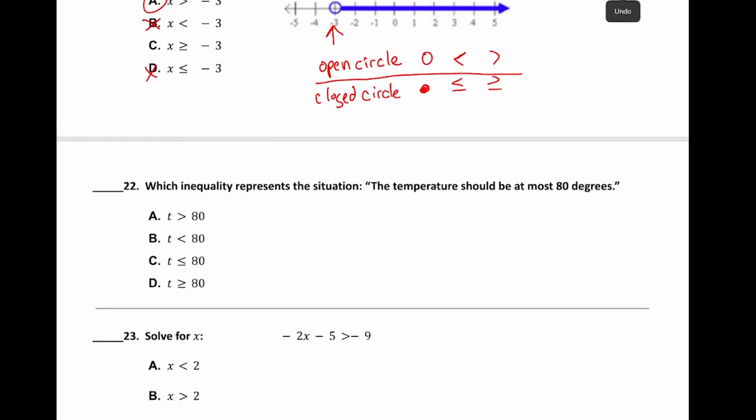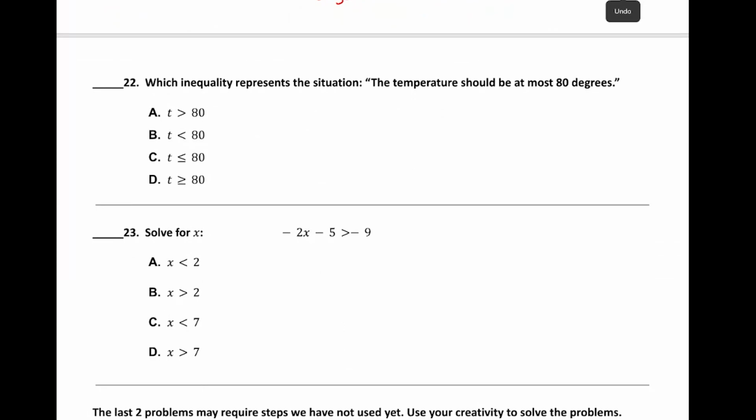Number 22 says which inequality represents the situation: the temperature should be at most 80 degrees. Well, if it's at most 80 degrees, it could be less than 80 degrees. It could be 80 degrees. It just can't be more because it is at most 80 degrees. So the inequality symbol that you want to associate with this little phrase here, at most, is less than or equal to. So the temperature should be at most 80 degrees. So our answer is C.